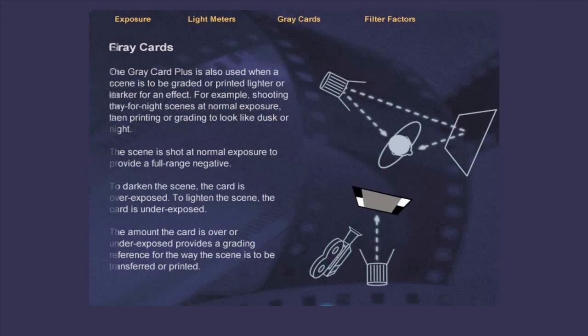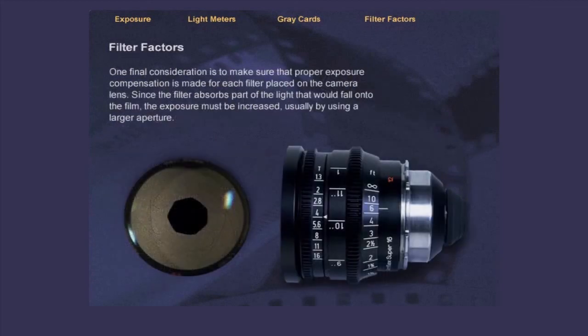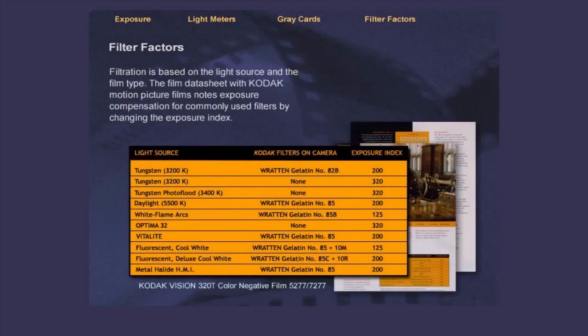One final consideration is to make sure that proper exposure compensation is made for each filter placed on the camera lens. Since the filter absorbs part of the light that would fall onto the film, the exposure must be increased, usually by using a larger aperture. Filtration is based on the light source and the film type.